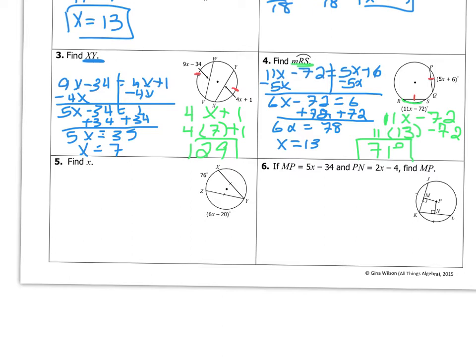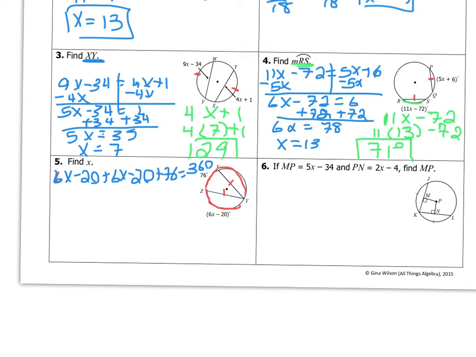All right, let's go through this next one and let's think about what they're asking. If you look at this next one, again, we know that the chords are equal, so therefore we know that this arc is equal to this arc, and we know how much this arc is. So if we know that those two arcs are equal, that means 6x minus 20 plus 6x minus 20 plus 76 equals 360, right? 360 all the way around.